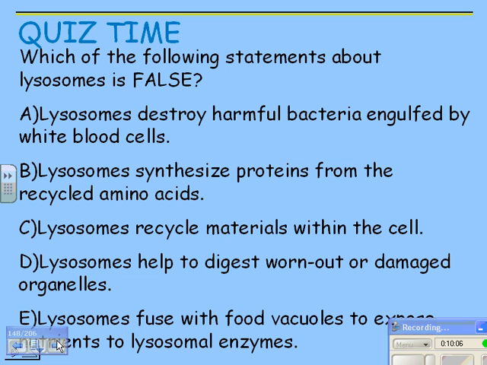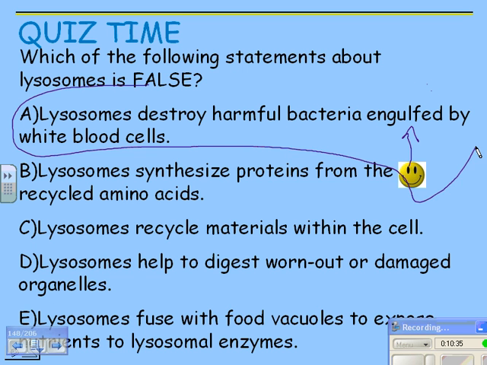Which of the following statements about lysosomes is false? Lysosomes are those teeny little organelles that lyse stuff. They break down bacteria. Lysosomes destroy harmful bacteria engulfed by white blood cells. That's actually, ooh, what's wrong with this? That's wrong. That goes up here. So the right answer is actually A. Sorry, folks, I have to move that. There we go. Lysosomes synthesize proteins.